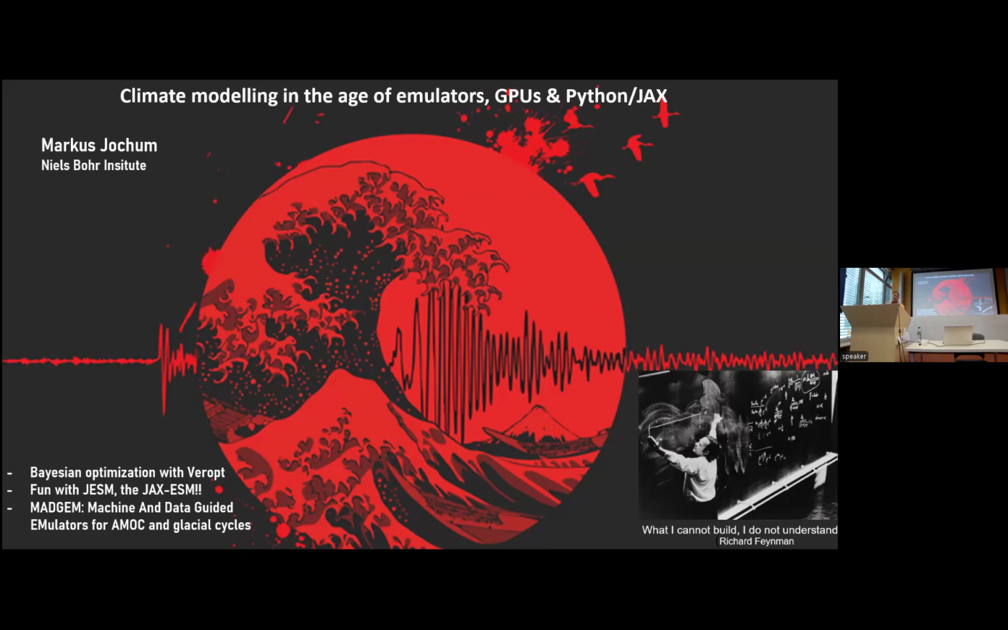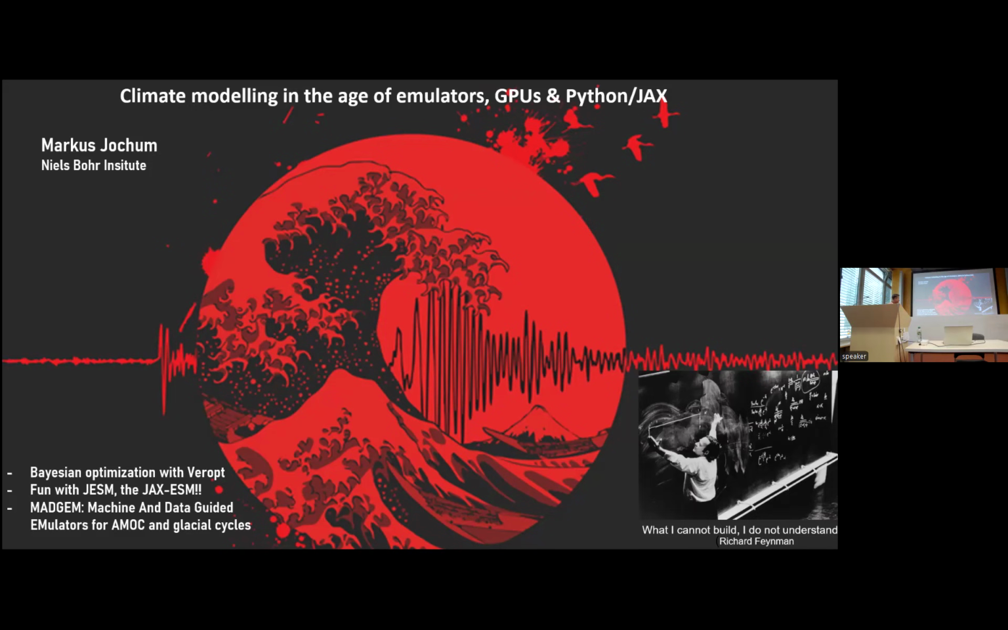So as Carsten pointed out, we have been trying to explore some of these new methods and the new software and hardware in Copenhagen, and to see what we can use them for in physical oceanography or to understand climate. And I'll report on some of the successes we had.